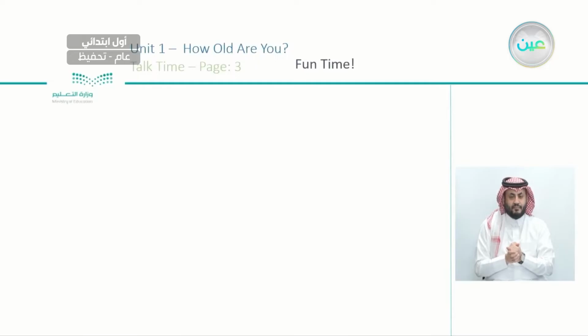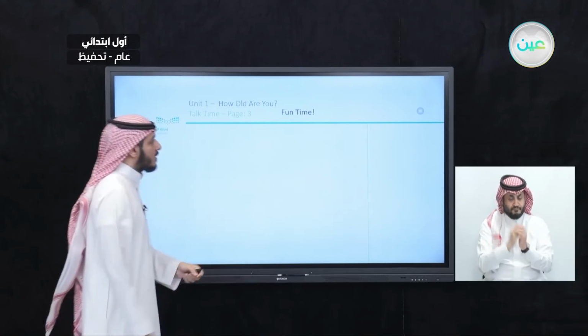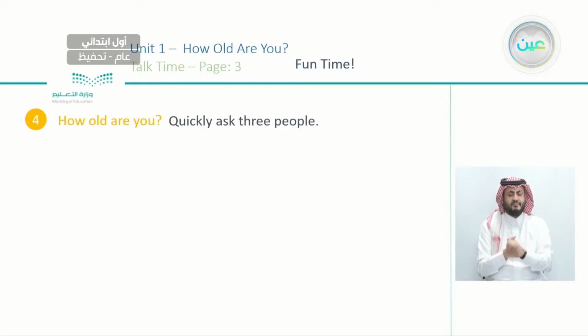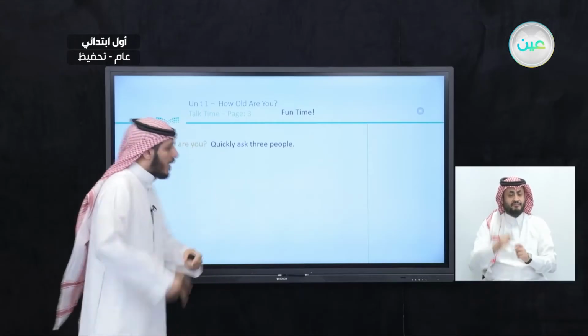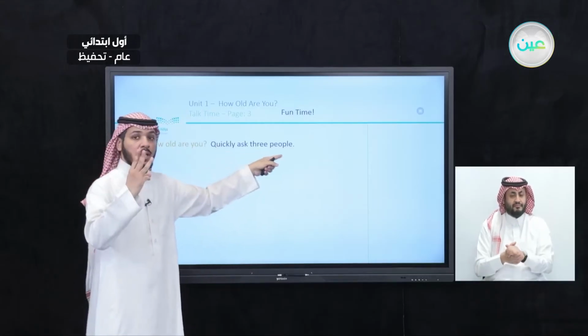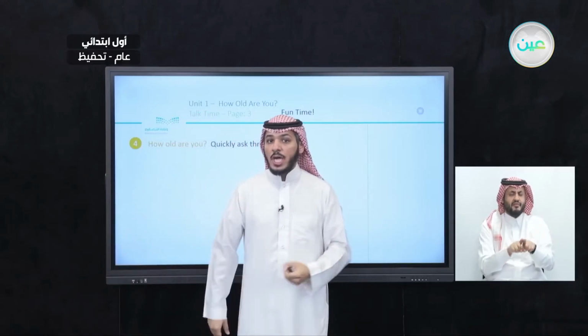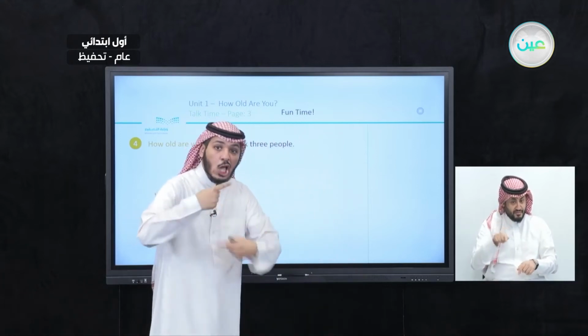Okay, now, on page 3, turn to page 3. Yes, turn to page number 3. Excellent. Now we have fun time. Number 4, how old are you? This is the question. Quickly, quickly, not fast, quickly. Ask 3 people. You can choose 3 of your friends, 3 of your family, okay? So choose any 3 persons and ask them what?